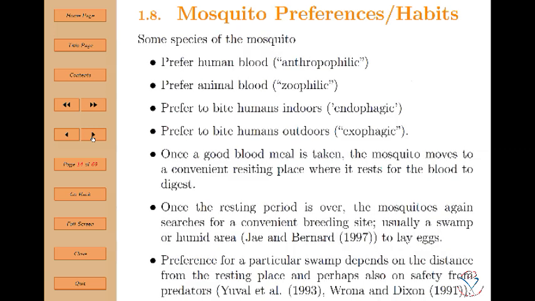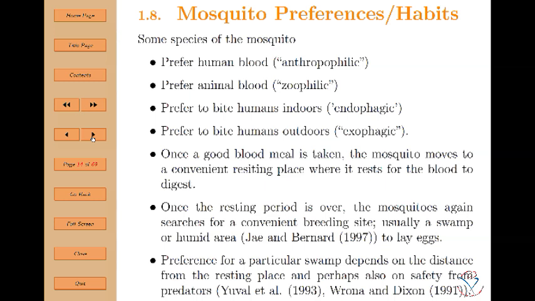Some species of mosquitoes prefer human blood. We call those anthropophilic. Some prefer animal blood. We call them zoophilic. Others prefer to bite humans indoors, endophagic, and others bite outdoors, exophagic. But whatever mode of biting and feeding has been chosen, once a good blood meal is taken, the mosquito moves to a convenient resting place where it rests for the blood to digest. And once the resting period is over, it again searches for a convenient breeding site, usually a swamp or humid area, where she lays her eggs.